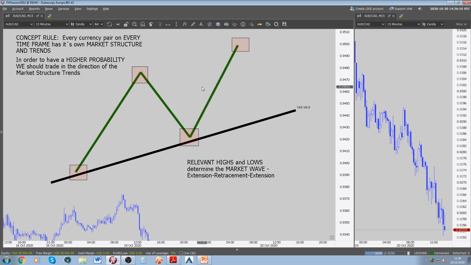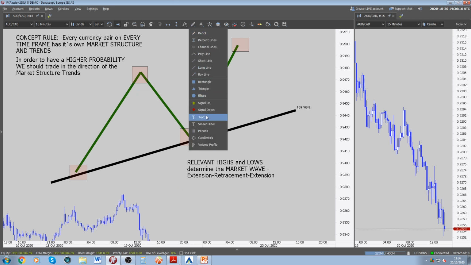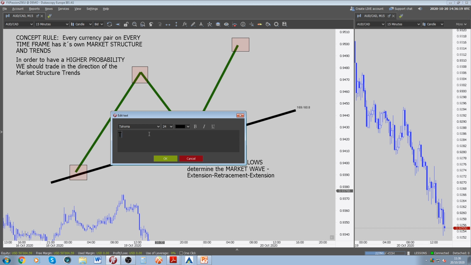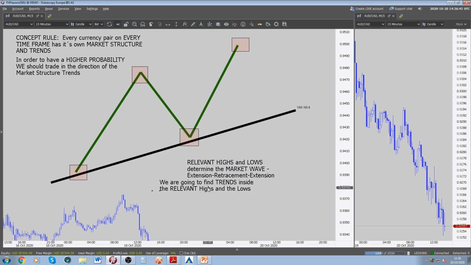One more: we are going to find trends inside the highs and the lows. We are going to find trends inside the keyword, everybody, relevant highs and lows. We are going to find trends inside the relevant highs and lows.